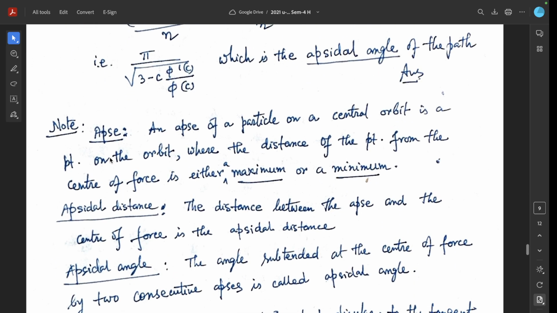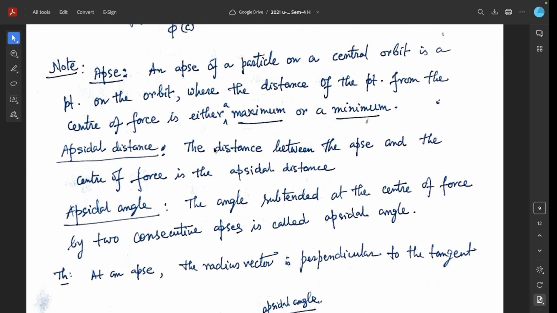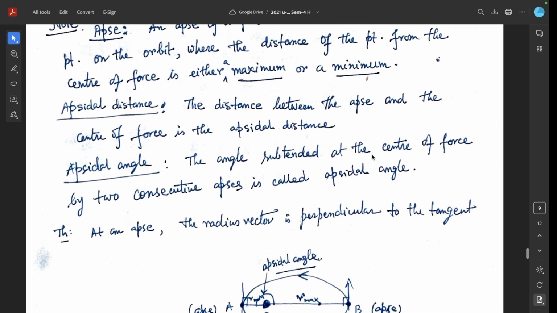Note that an apse of a particle on a certain orbit is a point in the orbit where the distance of the point from the center of force is either maximum or minimum. The apsidal distance is the distance between the apse and the center of force. The center of force is here, say, and this is the orbit of the path, and these points A and B are apses.